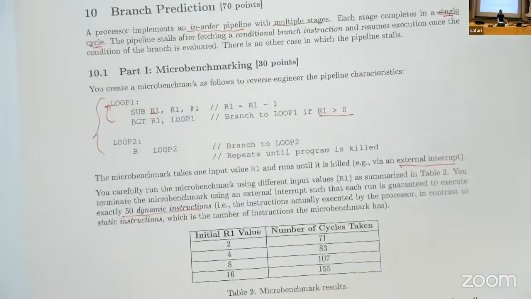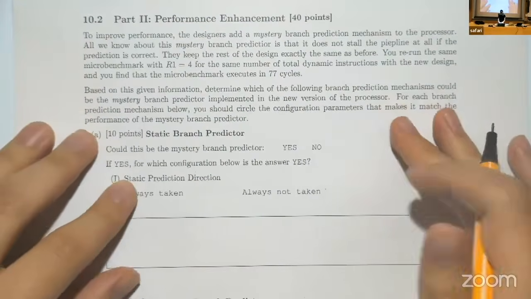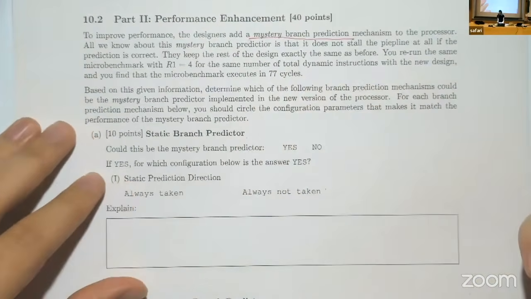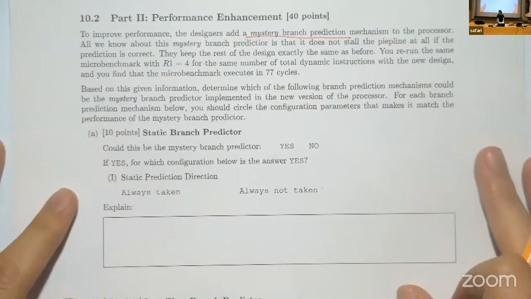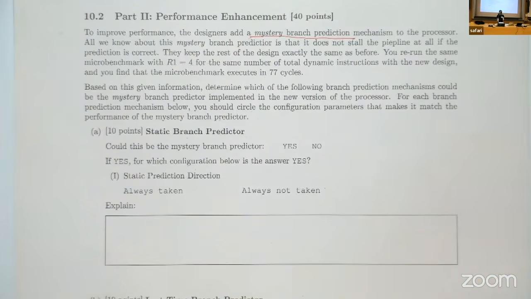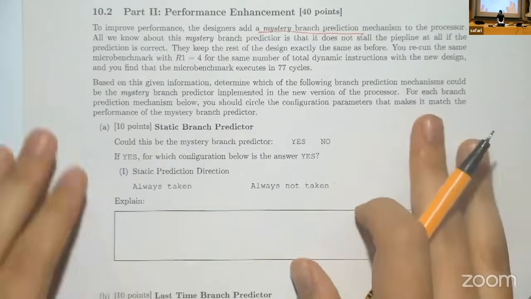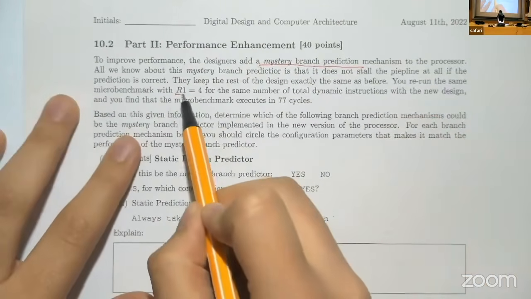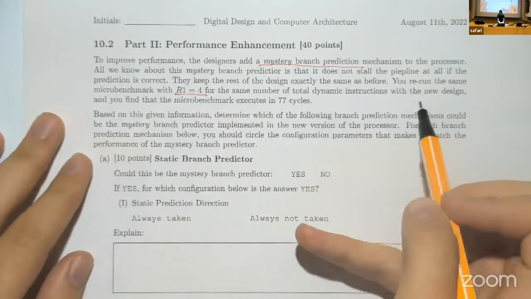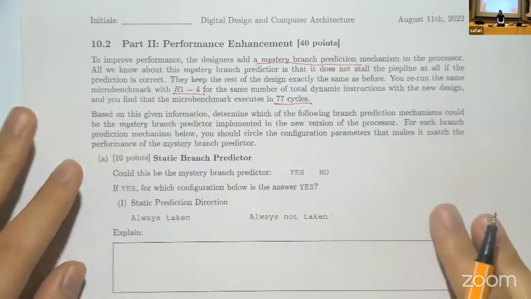So, right. The second part of the question. So in here we have a branch predictor that we don't know how it operates. So this means that for some of the branch instructions, we would get no stalls. For some, if we have mispredictions, we would still see stalls. And in here, for R1 equals 4, we know that with this new design, the program executes in 77 cycles.